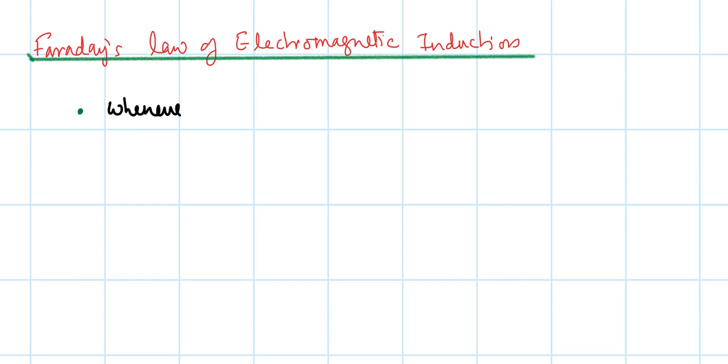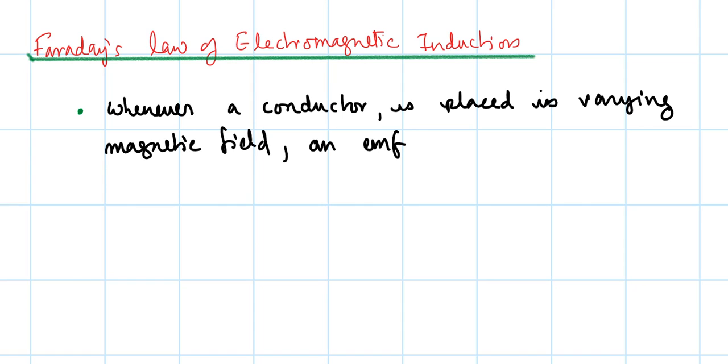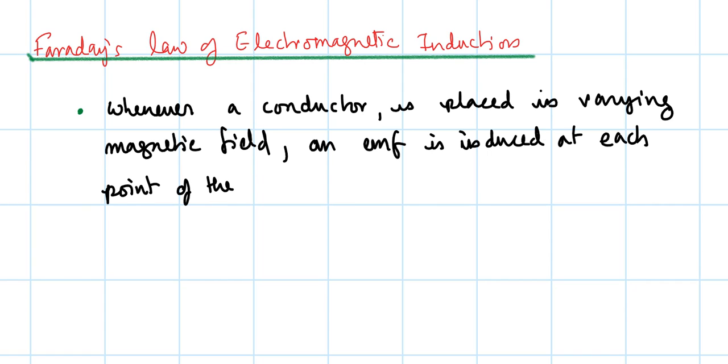whenever a conductor, which need not be closed, is placed in a varying magnetic field, an EMF, which stands for electromotive force, is induced at each point of the conductor. Electromotive force is not electromagnetic force, it's electromotive force.